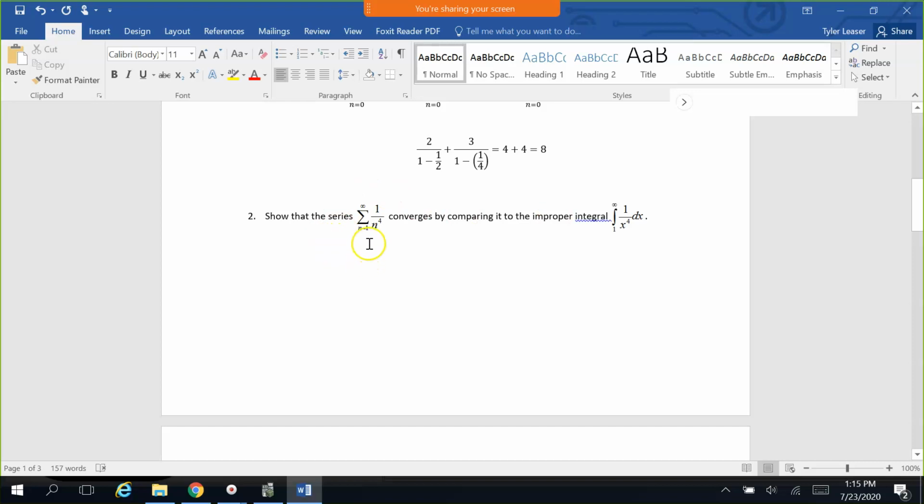Show that the series, the infinite sum n equals 1 to infinity 1 over n to the 4th, converges by comparing it to the improper integral 1 to infinity 1 over x to the 4th dx. So this one's kind of giving it away how they want you to do this one. They're going ahead and telling you to do the integral test. Know that we can do the integral test because it meets those prerequisites.